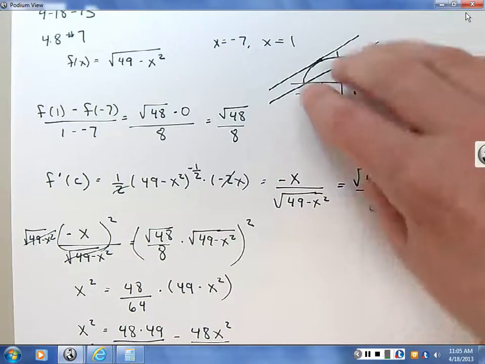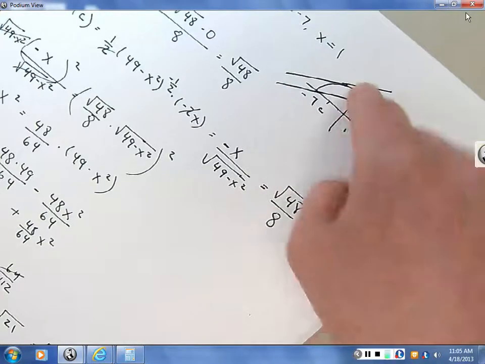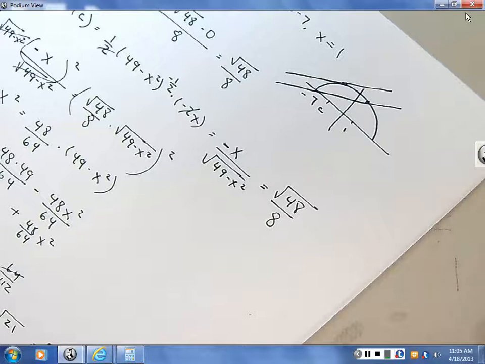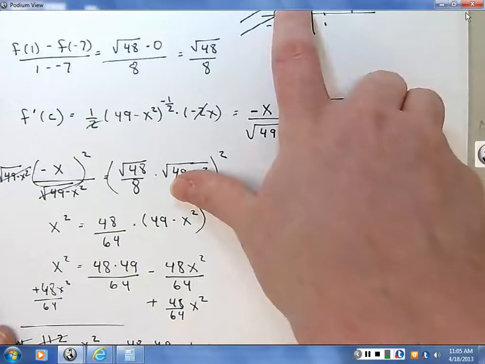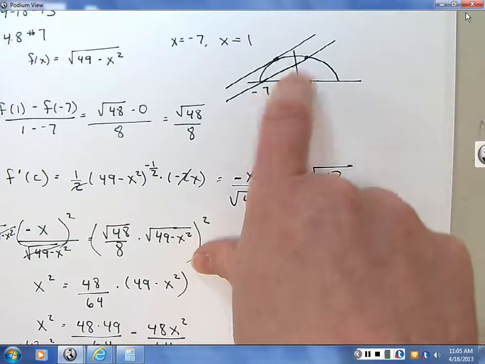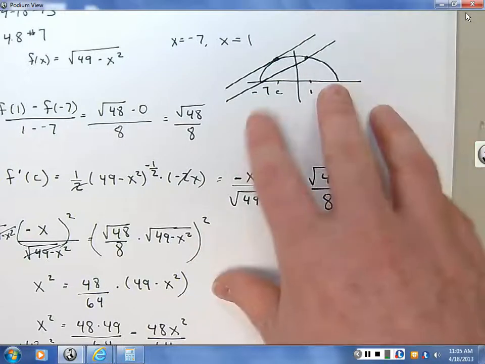In the special case when the slope is 0, you're looking for the point in the interval in which you have a slope of 0, which would be a maximum or a minimum, which we've had a lot of experience doing. Here we're just looking for, this is not a maximum or a minimum, it's just the point C in the interval in which it has the same slope as the secant line between -7 and 1.